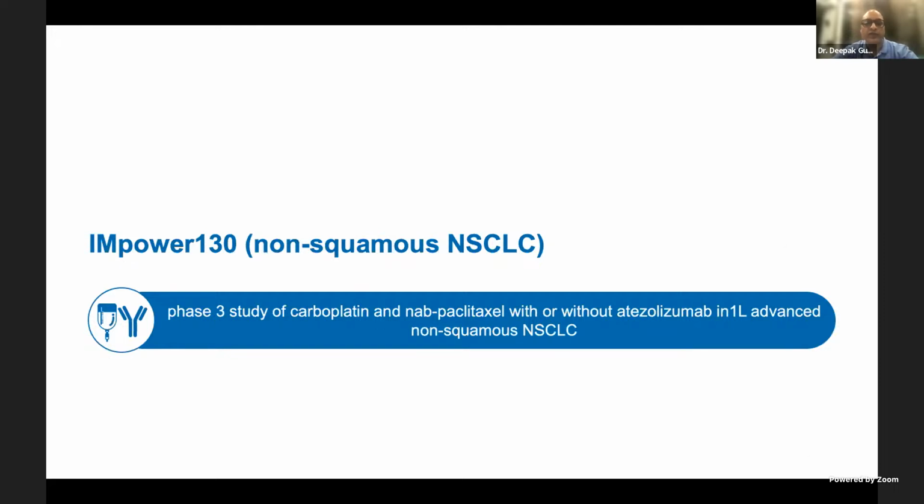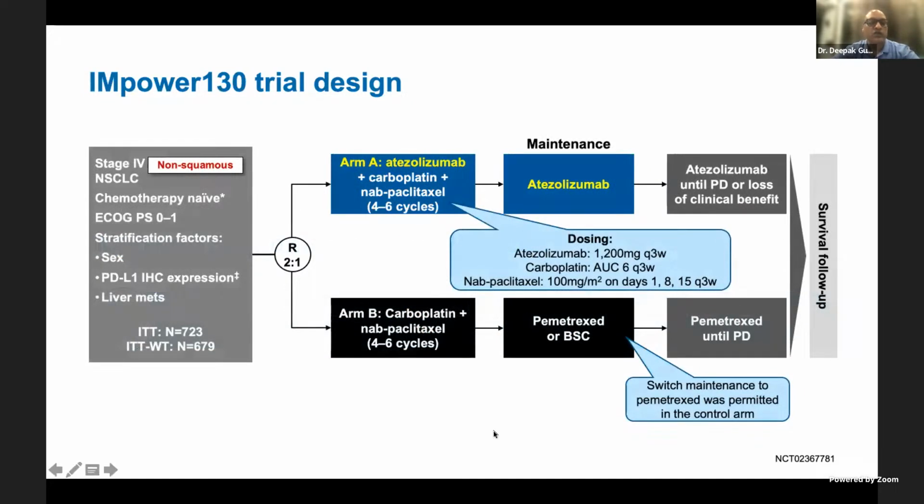Now coming to IMpower 130, which is a phase 3 study of chemotherapy with or without atezolizumab in first-line non-squamous NSCLC. Stage 4 chemotherapy-naive patients with performance status of 0 to 1 were randomized to atezolizumab plus nab-paclitaxel and carboplatin for 4 to 6 cycles, followed by atezolizumab maintenance, and arm B consisting of carboplatin plus nab-paclitaxel for 4 to 6 cycles, with the option of switch maintenance to pemetrexed or best supportive care to be continued.